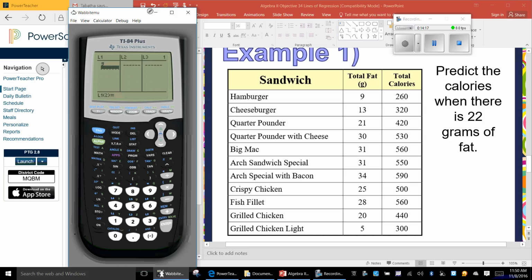So 9, 13, 21, 30, 31, 31, 34, 25, 20, and 5.